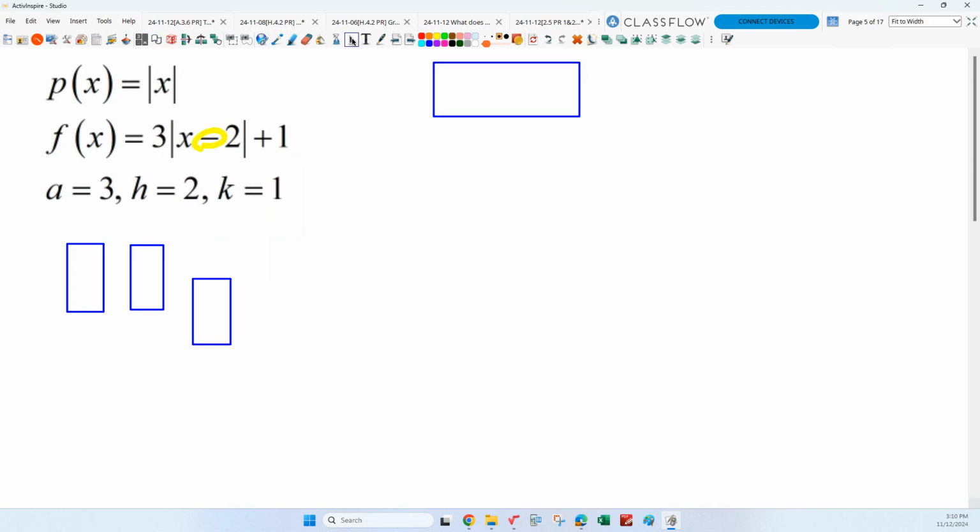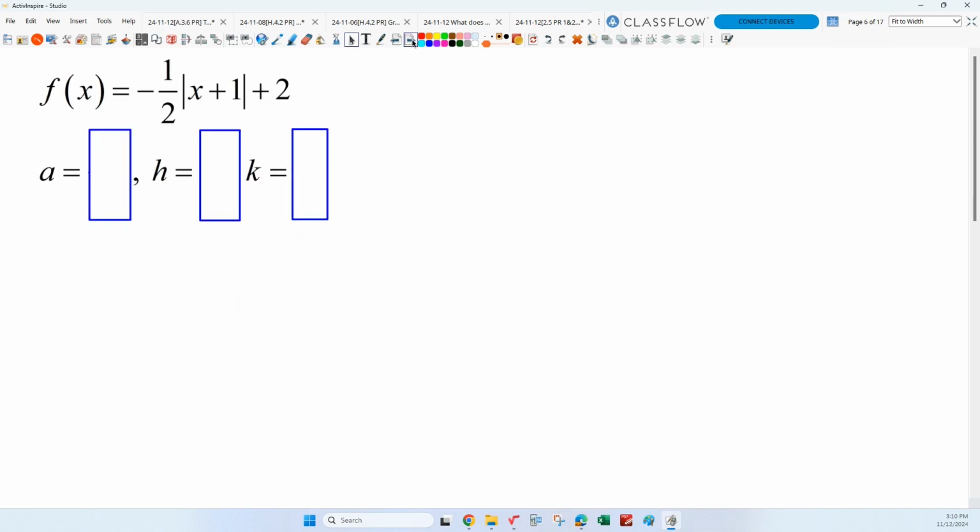Go to the boards real quick. Each time, go ahead and just write, do this for me, everybody. Write a equals, underneath that write h equals, underneath that write k equals. I'm going to give you some examples, and you're just going to write down the values of a, h, and k for a bunch of different examples.